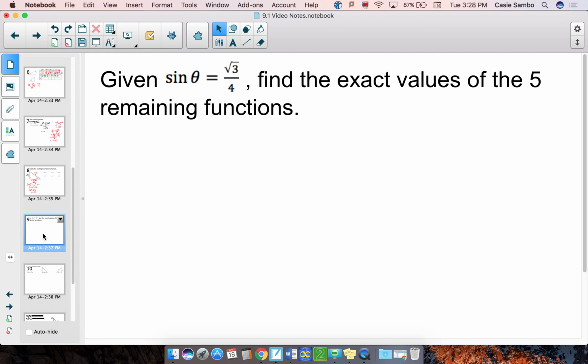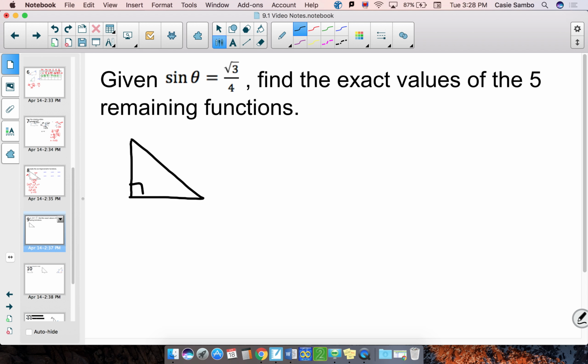All right, this one's a little bit trickier because it doesn't give you the triangle, so you have to draw it yourself. We know that we are going to have a triangle. It has to be a right triangle. The trig functions only work with right triangles. Pick an angle to call theta. I'm just going to pick this one. It really doesn't matter as long as you are labeling appropriately.